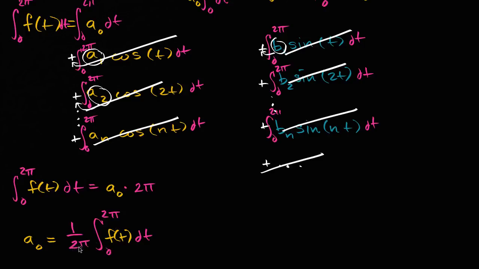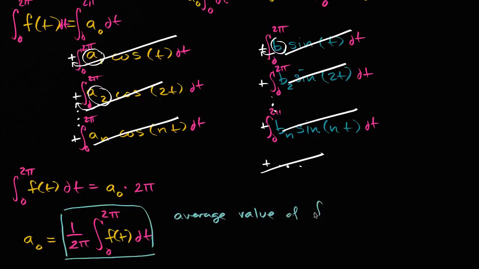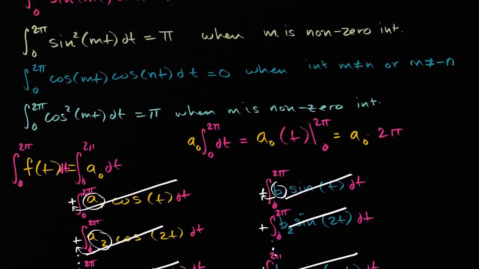And this is pretty cool, because think about what this is. This over here is the average value of our function. This is the average value of f over the interval from 0 to 2 pi. And hopefully that actually makes intuitive sense.